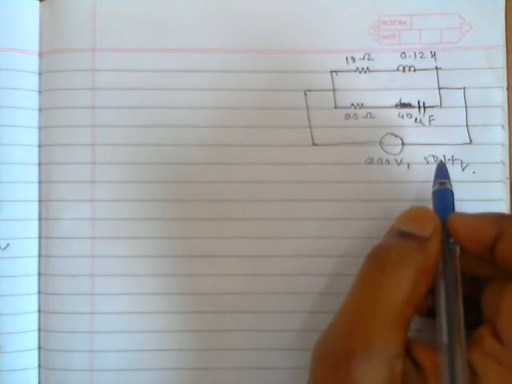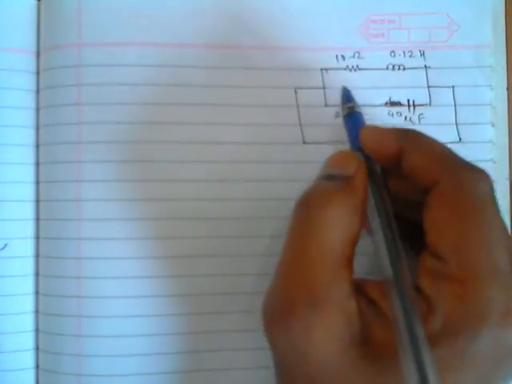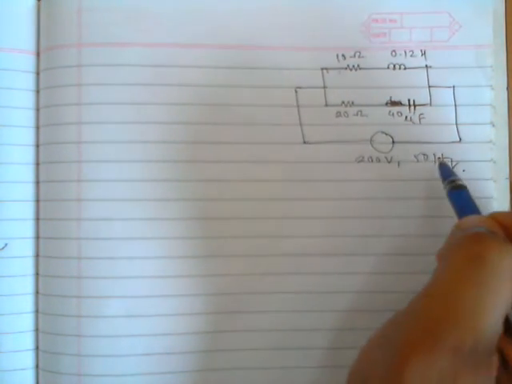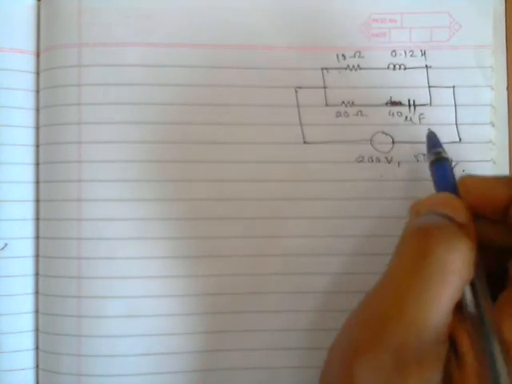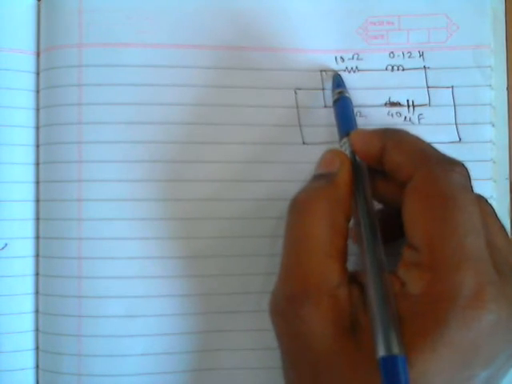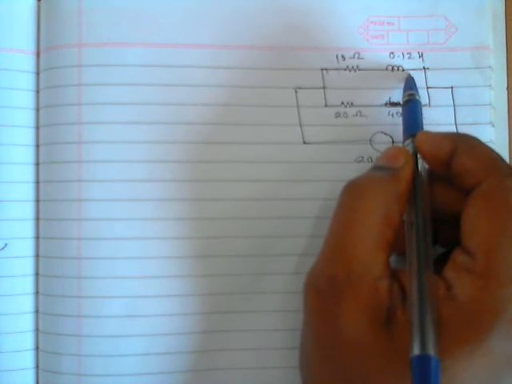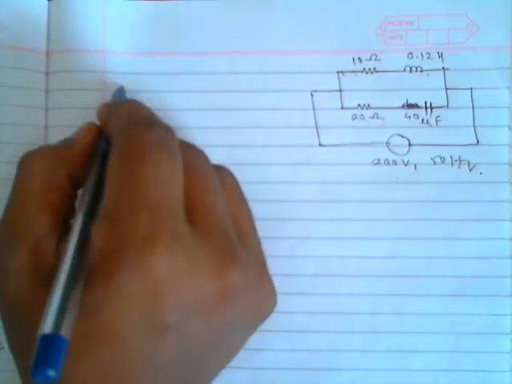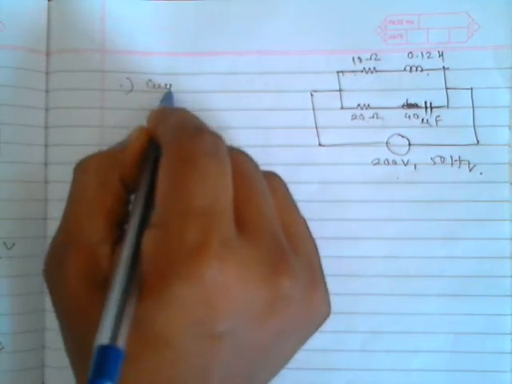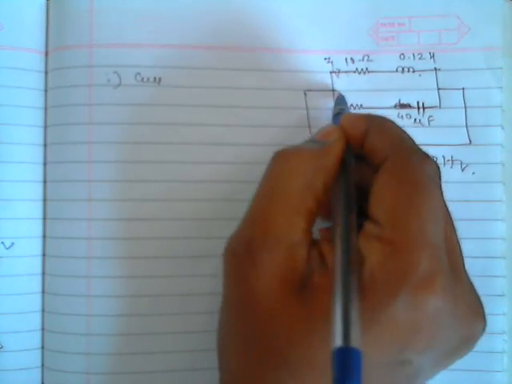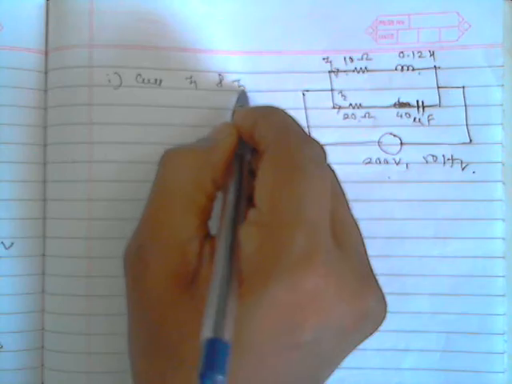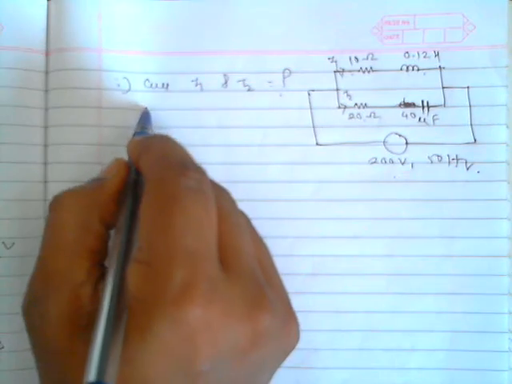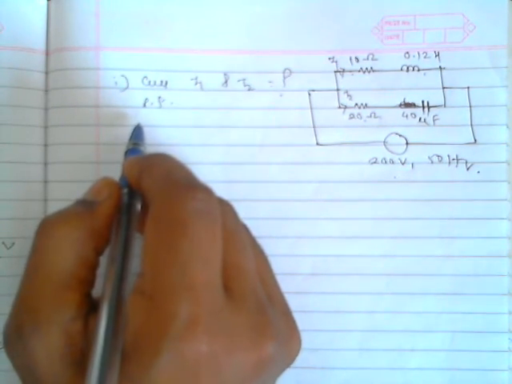Now, two circuits, listen to the question. Two circuits, this is called circuit A, this is called circuit B, are connected in parallel across a 200 volt 50 hertz supply. Circuit A consists of a resistance of 10 ohm and inductance of 0.12 Henry, and circuit B consists of a resistance of 20 ohm and capacitance of 40 microfarad. Calculate first the current in each branch, meaning if this is I1 and this is I2, then I1 and I2 need to be calculated first. Second, the power factor, and we need to draw the phasor diagram.